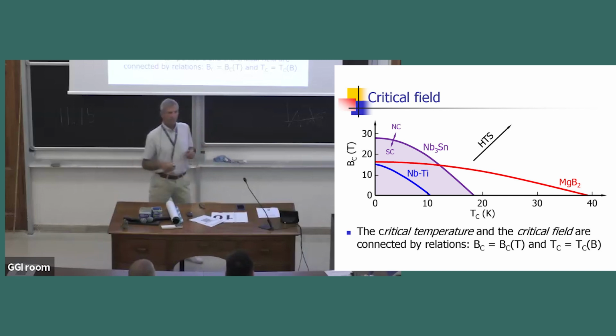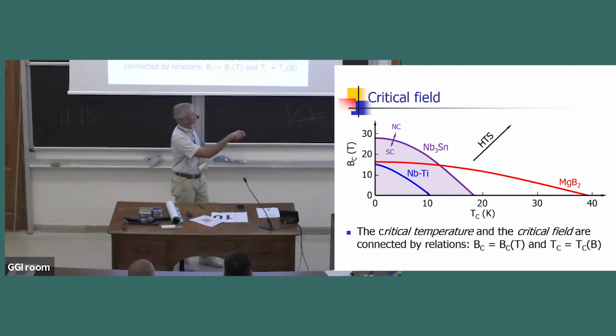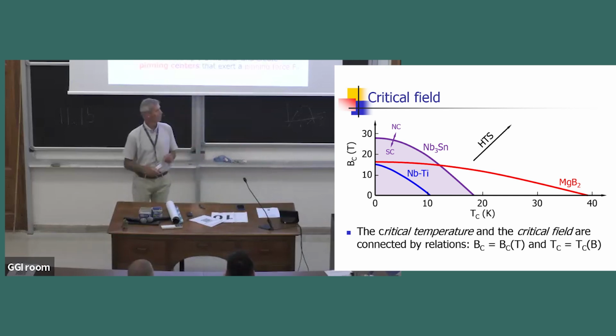HTS, high temperature superconductors, are interesting because they work at 77 K, they're down there, but they're also interesting because they have very high critical field, up there, 100, 200 Tesla. So they're out of the slide, I didn't plot them. But they're very interesting because of that.